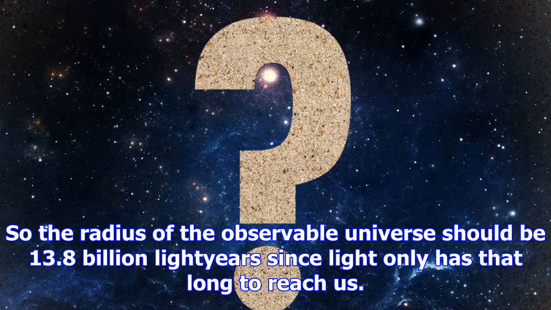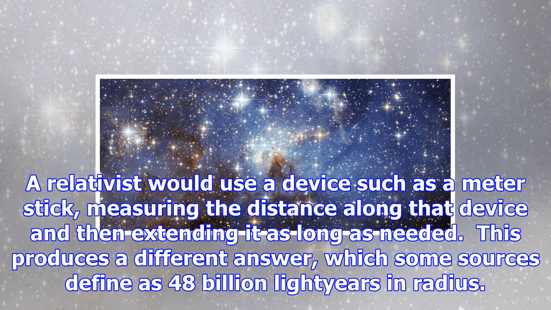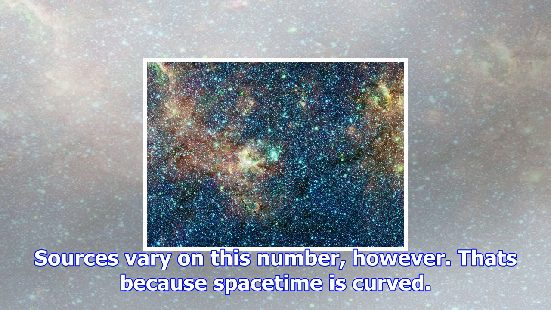To take a simple example, light from the objects farthest away from us would take approximately 13.8 billion years to travel to Earth, taking into account that the very youngest objects would be shrouded because light couldn't travel in the early universe. So the radius of the observable universe should be 13.8 billion light-years, since light only has that long to reach us. Or should it?